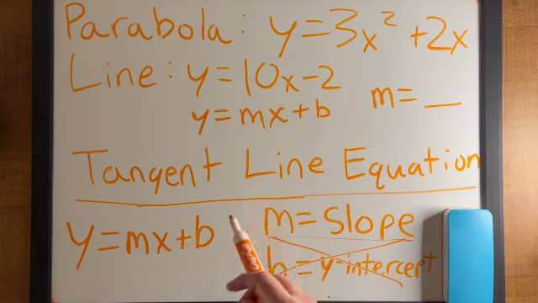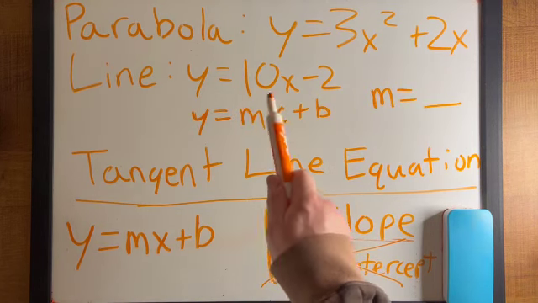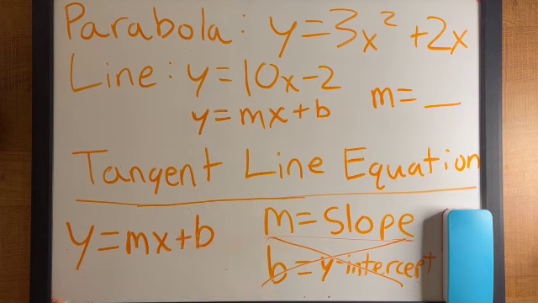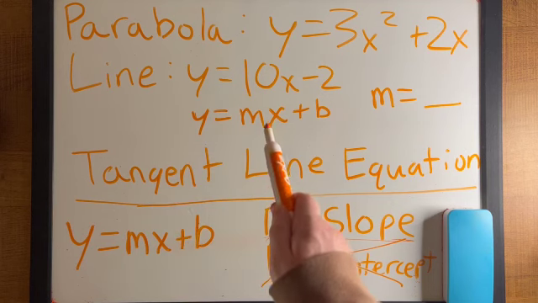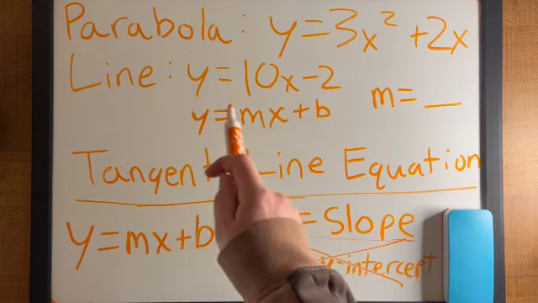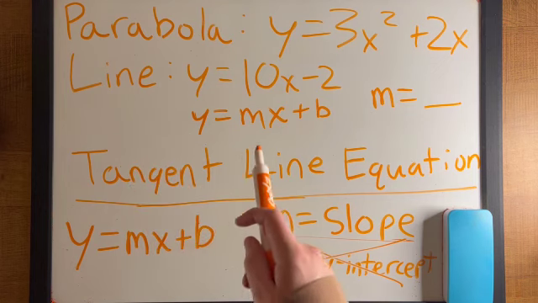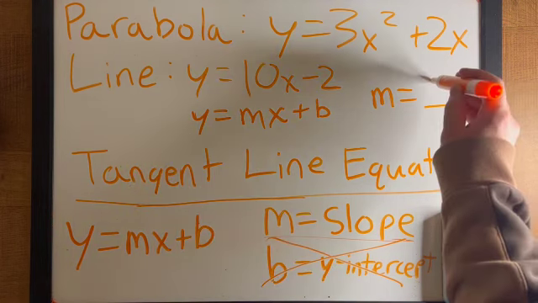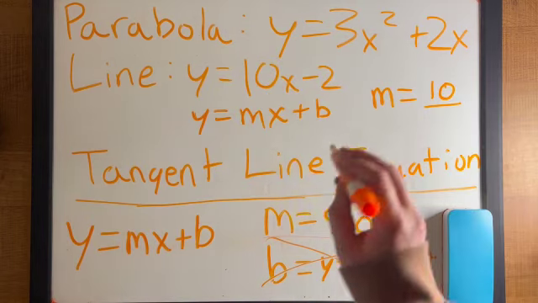You may have noticed by now that the equation for our line looks very similar to the equation we need for a tangent line. And this is important because we can easily tell that the slope for this original line is 10 because it's in the place of that m.